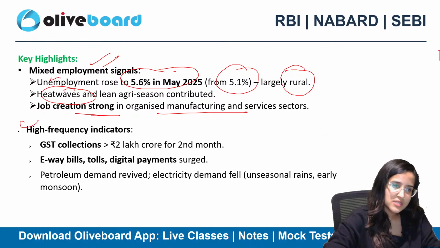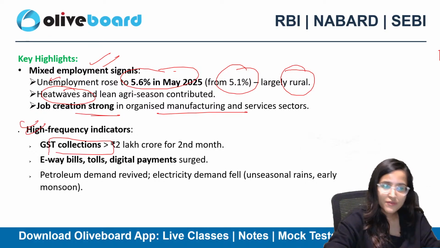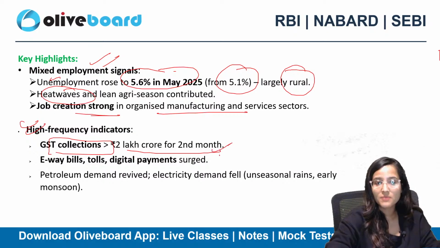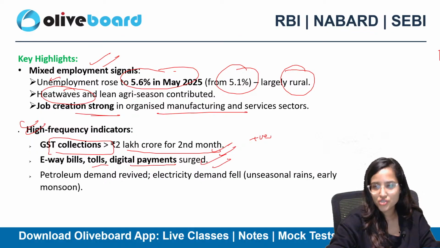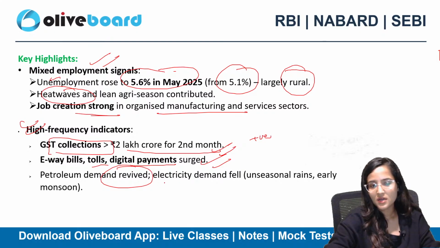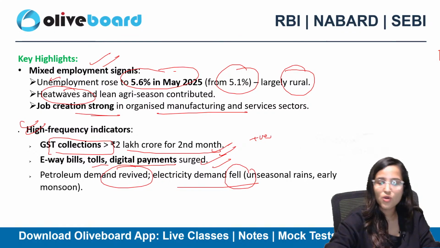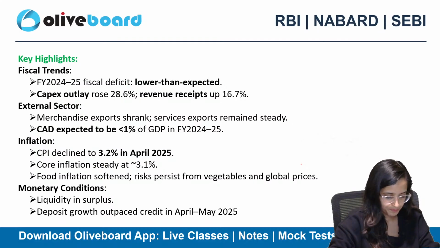What are the high frequency indicators? GST collections have improved, more than 2 lakh crore for the second month, which is a positive thing. E-way bills, tolls, digital payments have surged. Petroleum demand has revived. Electricity demand has fallen, maybe because of unseasonal rains, early monsoon.